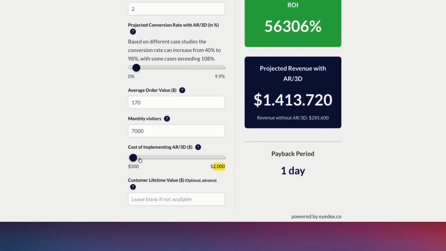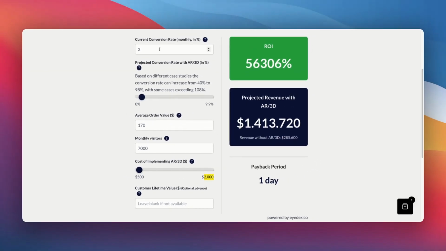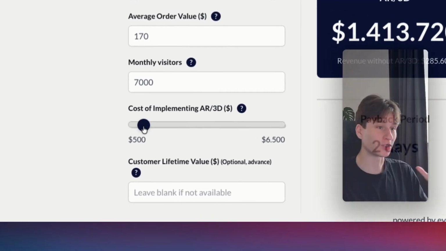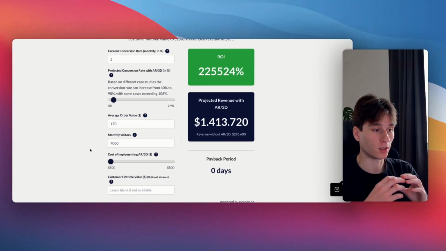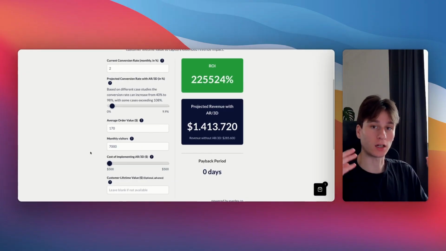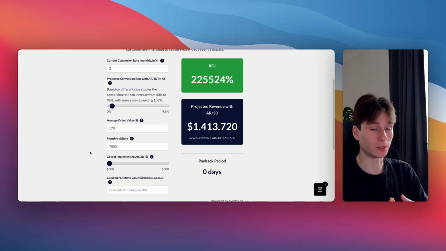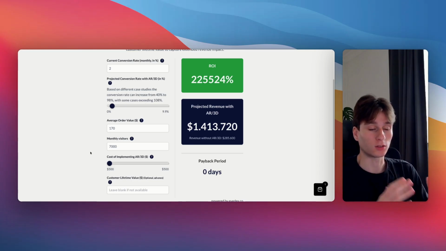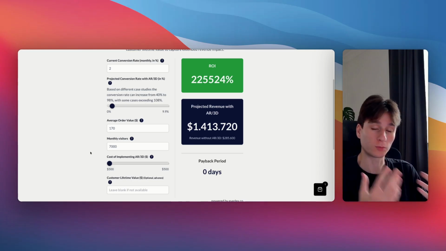So let's say your conversion rate remains the same. Well, your ROI would just increase. So that's the best part of having a 3D product configurator for life. You don't pay another bill monthly or yearly, and it's all yours. You own it.